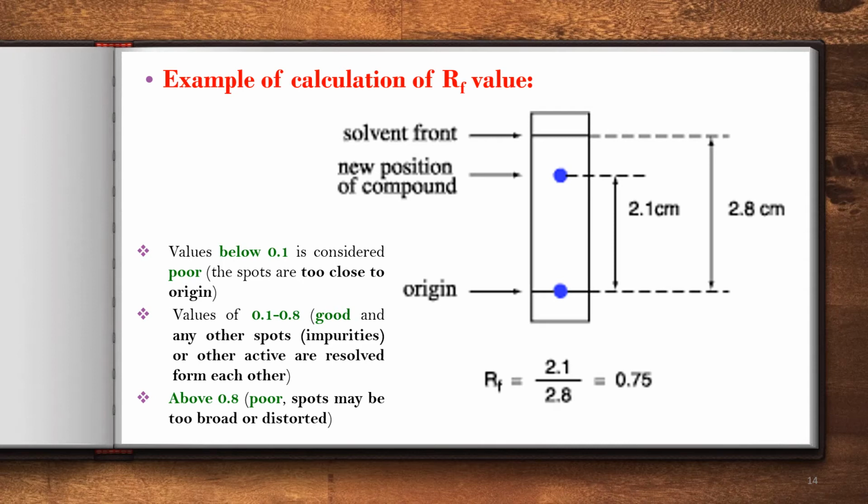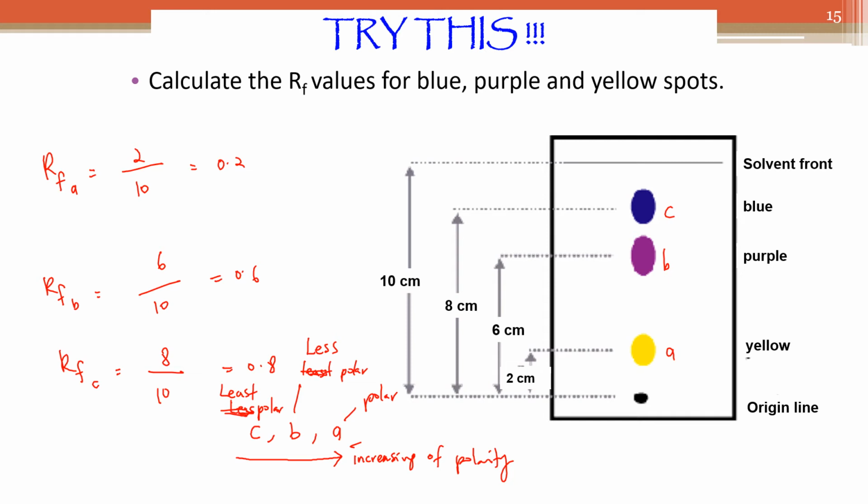So if you can see from the listed information there, a value below 0.1 is considered poor. The spots are too close to the origin. A value of 0.1 until 0.8 is good, and any other spots, impurities or other actives are resolved from each other. Above 0.8 is very poor also. Spots may be too broad or distorted. So meaning that this RF value for this sample, 0.75, is in the range of good values. So you need to try this.